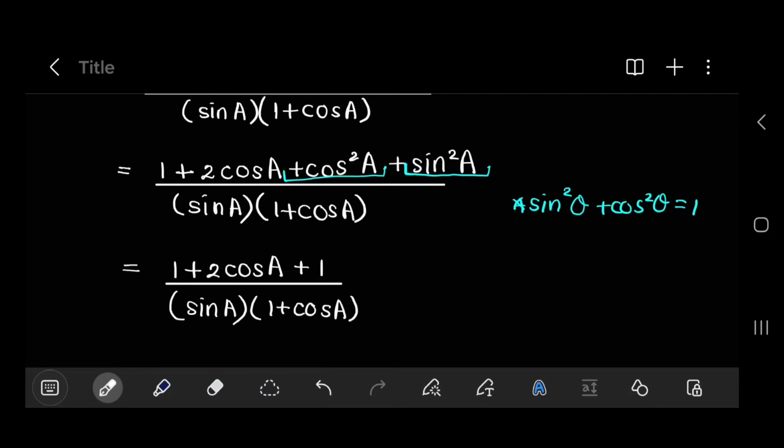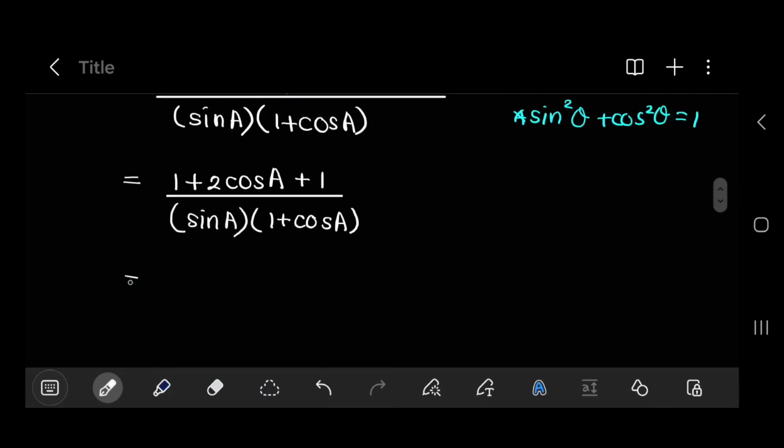Now we notice that we've got like terms at the top. We have 1 plus 1, which we can gather. We know that is going to be 2. So at the top, we've got 2 plus 2 cos A. Denominator will keep as is for now.